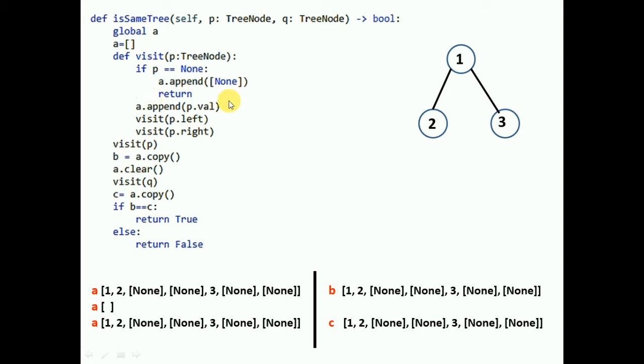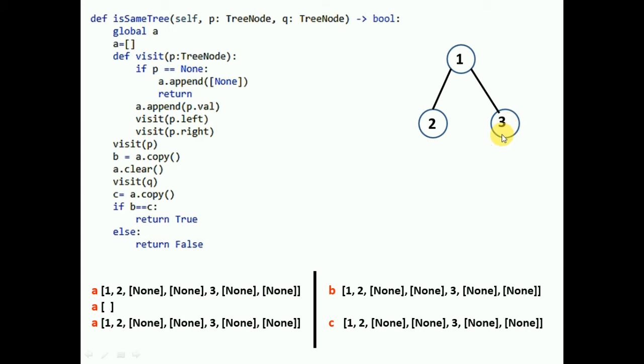Then what will I do? I will check if p is equal to none. You might be thinking, what is none and why am I checking this? Because if it's a leaf node, why is it called a leaf node? Because it has no more children. So 3 also has no more children, and 2 also has no more children. So we can assign that the two children of 2 are none and none. Here is none and here is none.